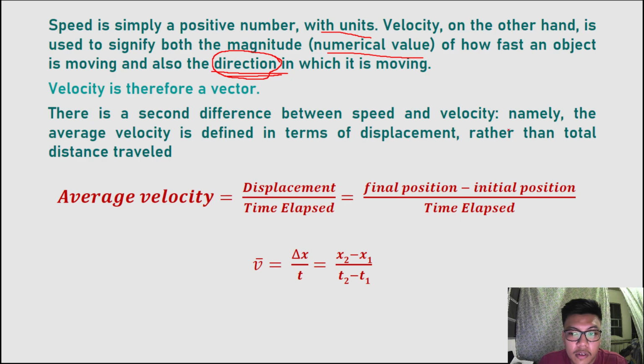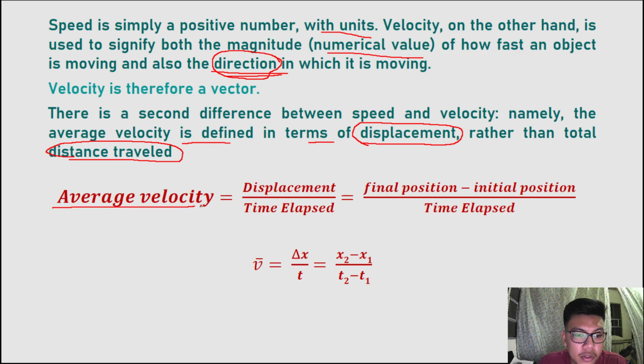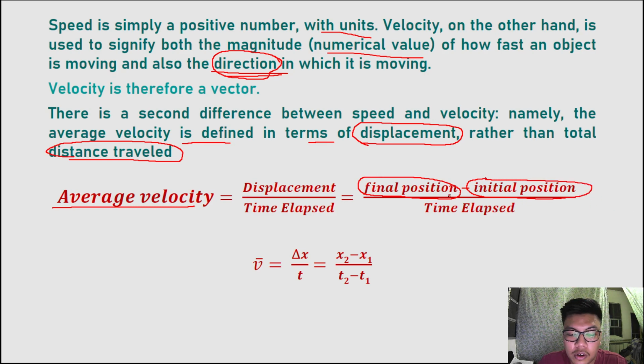There is a second difference between speed and velocity. Namely, the average velocity is defined in terms of displacement, rather than total distance traveled. With speed we use distance; here we use displacement. We now understand the difference between distance traveled and displacement. So average velocity by definition is displacement over time elapsed. That is equal to the final position minus the initial position, the starting point we know, all over the time elapsed, the total time covered to move from one position to another. We have the bar: V is equal to delta X over T, or simply delta X, which is X sub 2 minus X sub 1 over T sub 2 minus T sub 1.